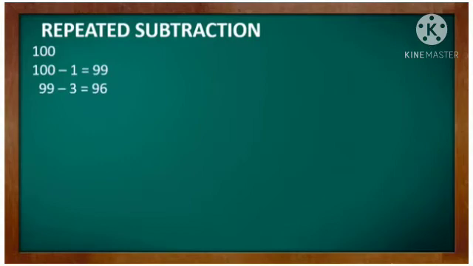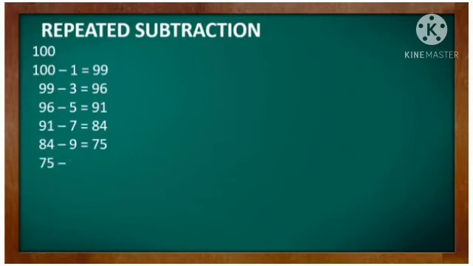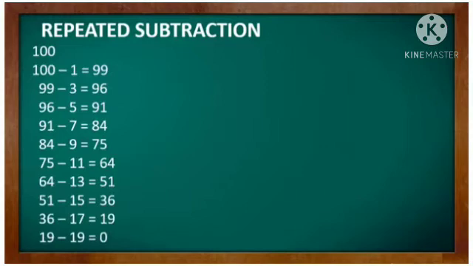So first you subtract 1, you get 99. Then from that 99 you subtract the next odd number 3, you get 96. Then from 96 you subtract the next odd number 5, you will get 91. This process is continued till you get 0 in your answer. When you get 0, the process is stopped. If you are not getting 0, but a negative number, then the meaning is that the given number is not a perfect square. But in this question we got the answer 0.